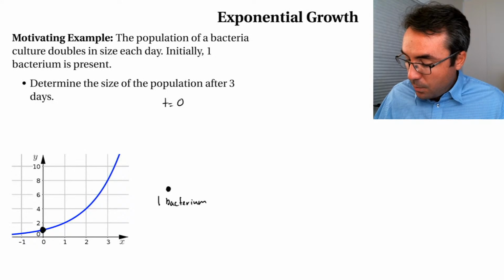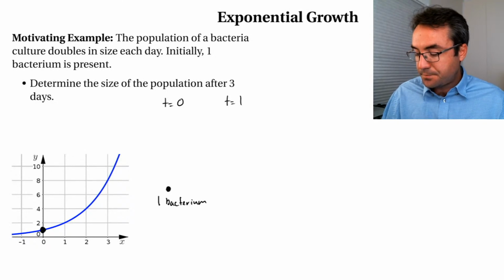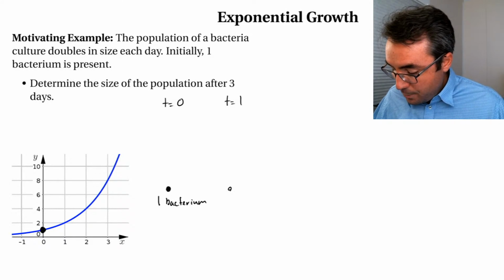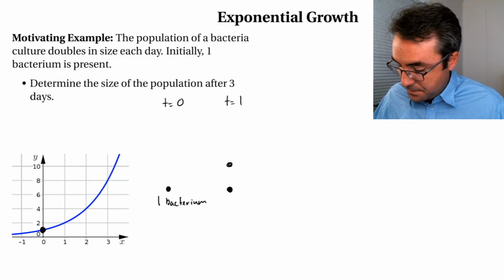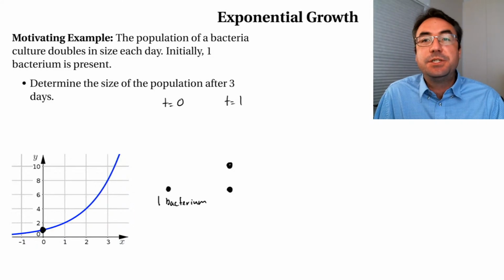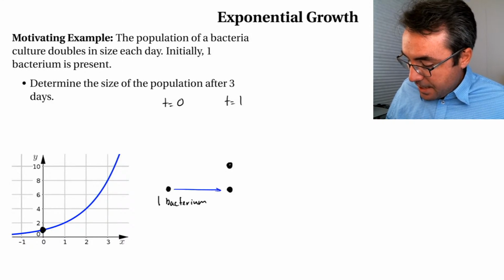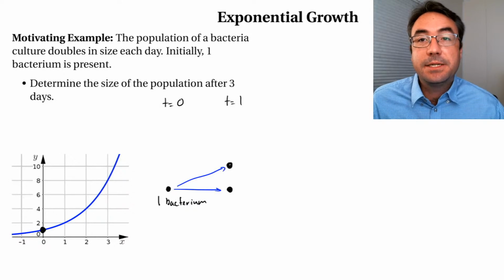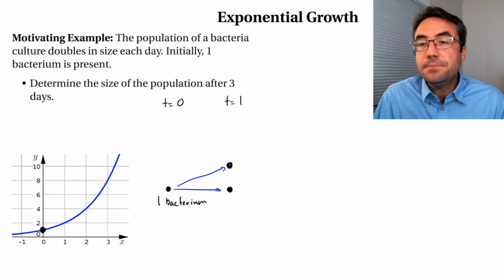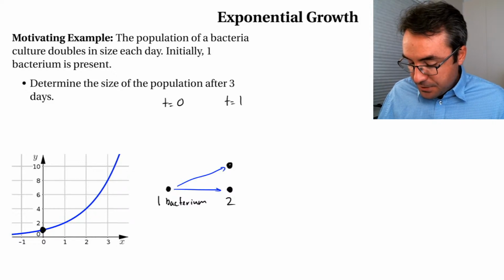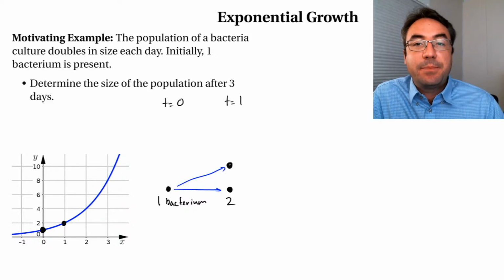Now let's suppose that we let 1 day go by. What happens over the course of that day is that the bacterium splits and forms 2 new bacteria. So the population doubles in size over the course of that 1 day. So this one bacterium splits, and now we have 2 daughter bacteria cells. So that's after day 1, and now there are 2 bacteria. Let's plot that: after day 1, the size of our population is 2.